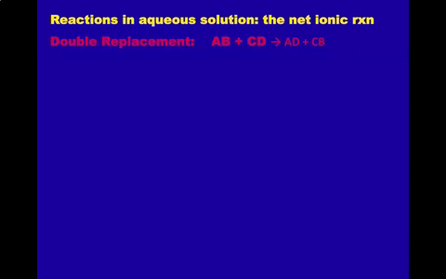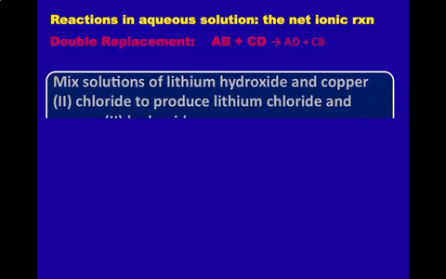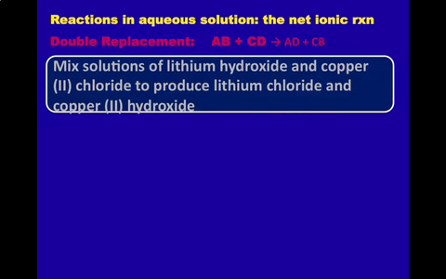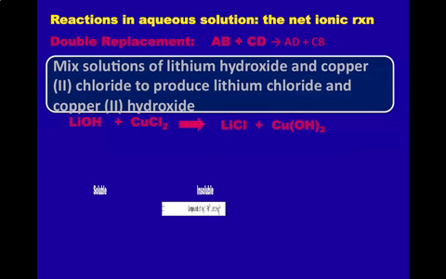Okay, so we're going to look at precipitation reactions, and these are double replacement reactions, which we haven't talked about much, but basically the positives switch places, or you could say the negatives switch places. So let's do a practice problem, and you'll see what I mean. We mix solutions of lithium hydroxide and copper(II) chloride to produce lithium chloride and copper(II) hydroxide. So the first thing I have to do is write out my formulas, and I do want to make sure that they've been balanced out, to do my crossover and everything. I'm not going to worry about balancing the actual equation right now, though.